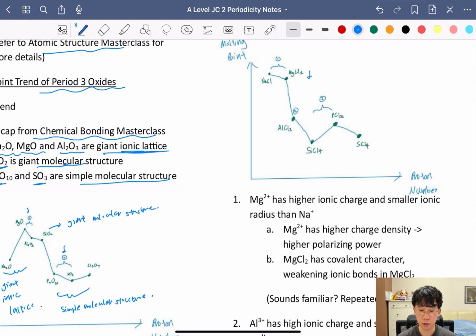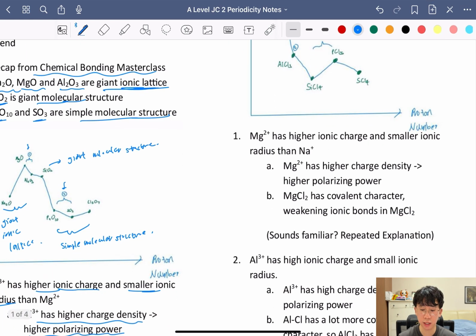And this is because Mg2+ has a higher ionic charge than your Na+ and smaller ionic radius, and therefore has a higher charge density, higher polarizing power, and therefore your MgCl2 has a covalent character that will weaken the ionic bonds. So very similar, because this is a repeated explanation. So you just need to memorize it once, but the explanation is the same.